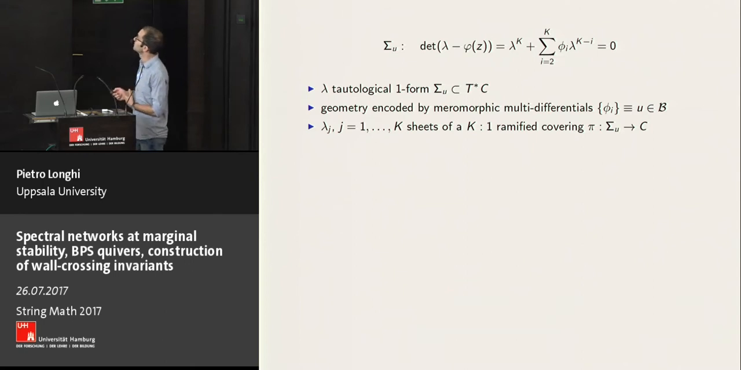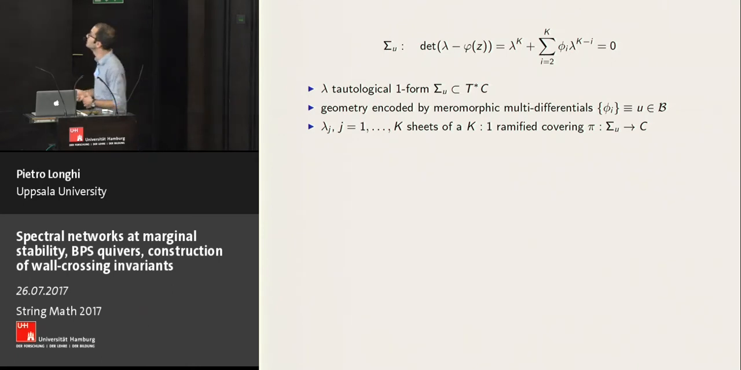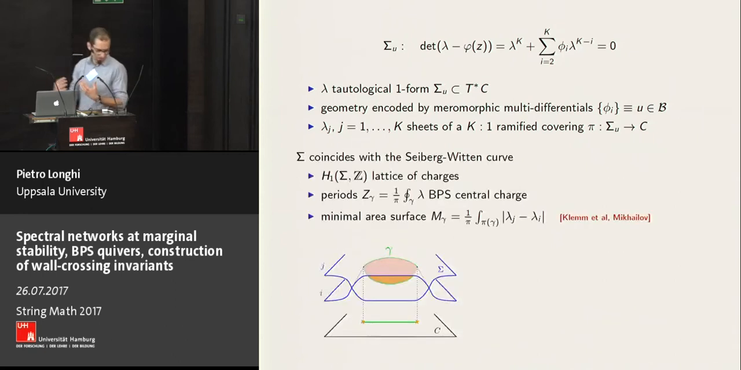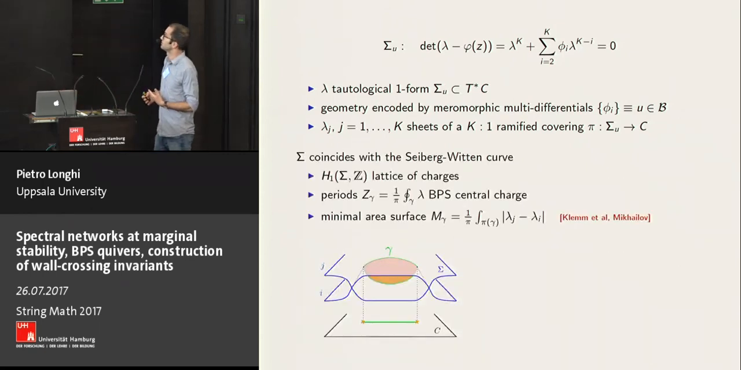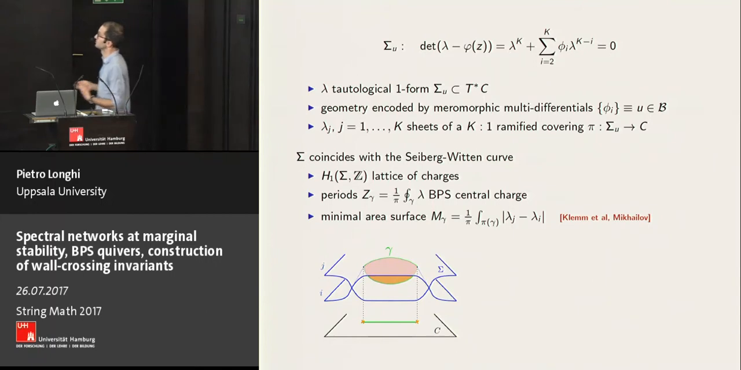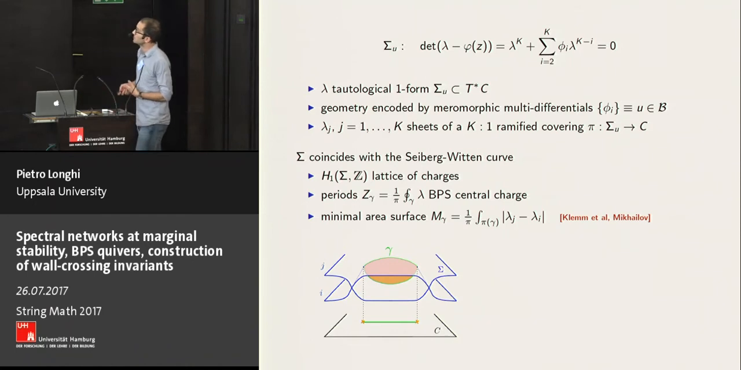And Sigma lives inside the cotangent bundle of C, and it is a ramified covering of C, and the sheets are just the roots of the polynomial, which I'll denote by lambda j. And the way this encodes the low energy dynamics is by identification with the Seiberg-Witten curve of the theory, which means its homology lattice classifies the charges of BPS states. The periods of lambda are the central charges.